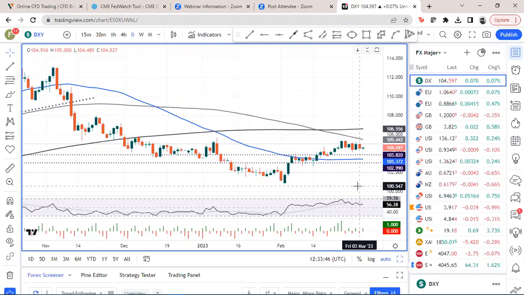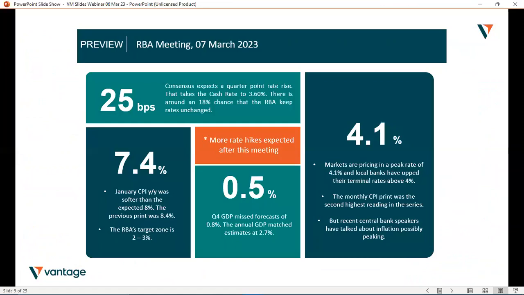Okay, just then the 3 central bank meetings. Firstly, we go to the RBA. Let me grab a preview of that, another graphic. Consensus expects 25 basis points, so that'll lift the rates to 3.6%. There is a non-negligible chance of rates staying unchanged. That's around an 18-20% chance, I think.